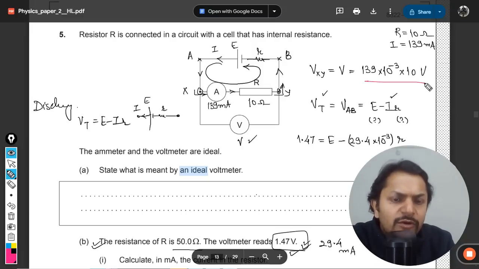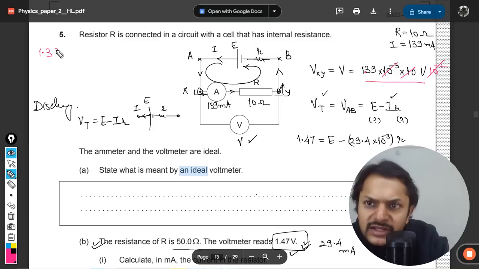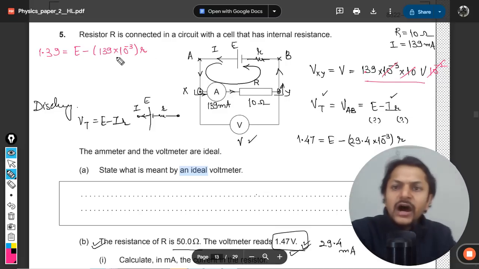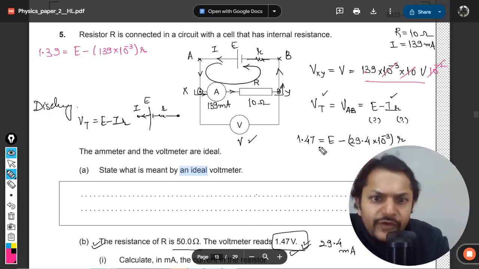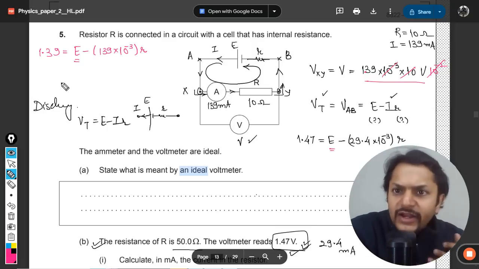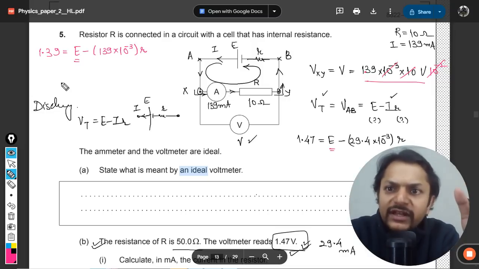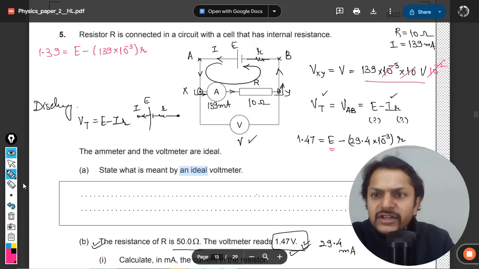We have to calculate this value first of all. This will be 10 raised to power negative 2, which will become 1.39. So 1.39 is equal to E minus, the current is taken to be 139 milliampere, into the internal resistance R. So we will find the value of E in both of these cases. We can equate them to find the value of the resistance. These are just two equations that have to be solved simultaneously, nothing else, and we will have the answer.